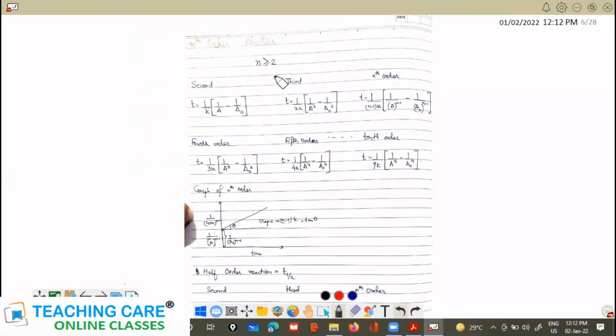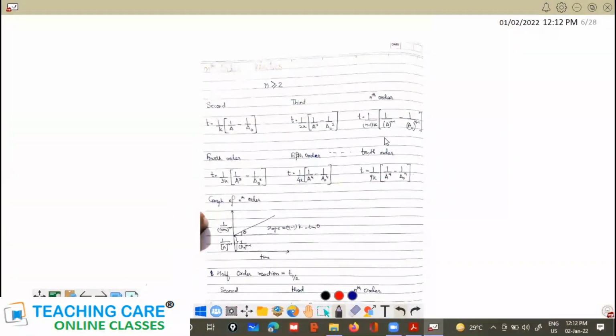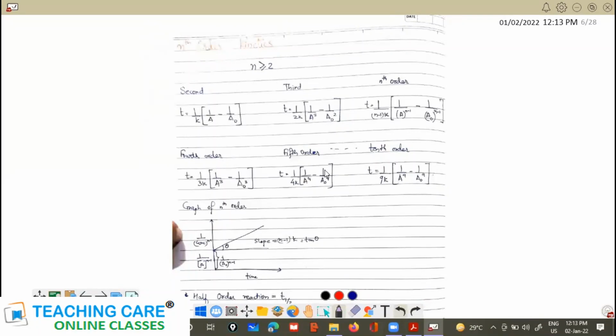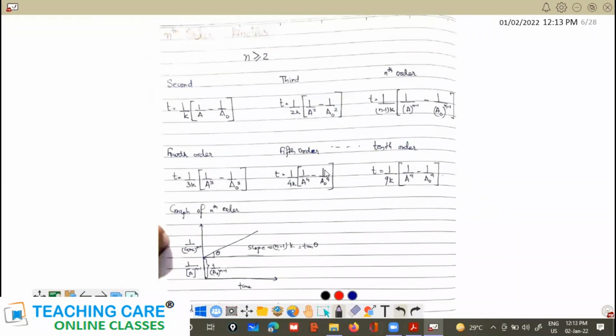Now, if we talk of the integrated rate law, we cannot find it out for all the reactions. So there is a way of finding it out, whether you can go with it or we can understand it and do it directly. If I ask you to find the integrated rate law for the seventh order, will you go calculating it? No, it becomes difficult, right?